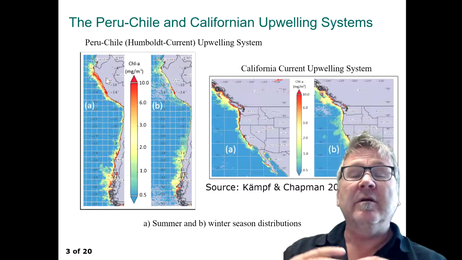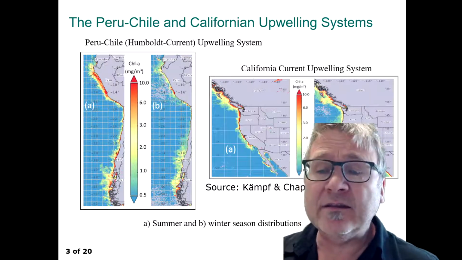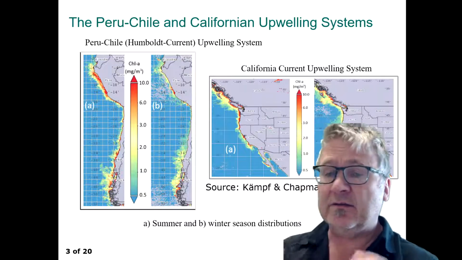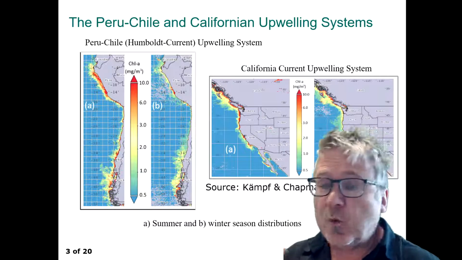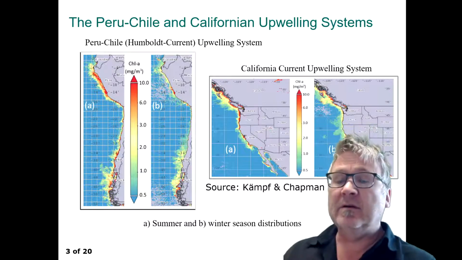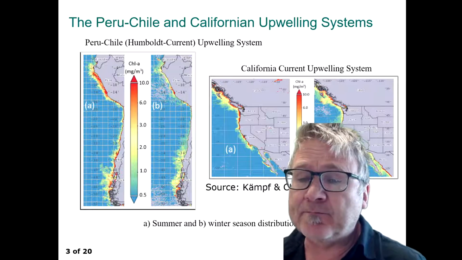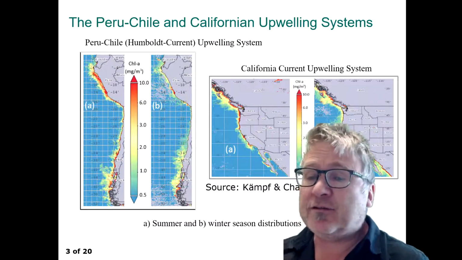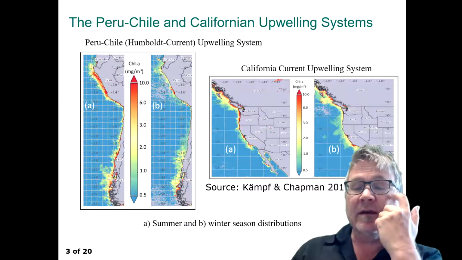There's some seasonal variability in the upwelling intensity, as you can see here, just the difference between summer and winter, because the winds change. Also the latitudinal extent varies between the seasons.